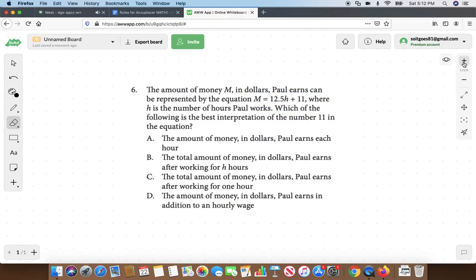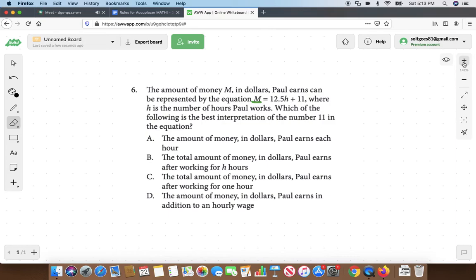M is the amount of money that he's earned. That's what M is. And then H is the number of hours he's worked. So it's 12.5 times some number of hours plus 11. All right. So what does the number 11 mean in that equation?